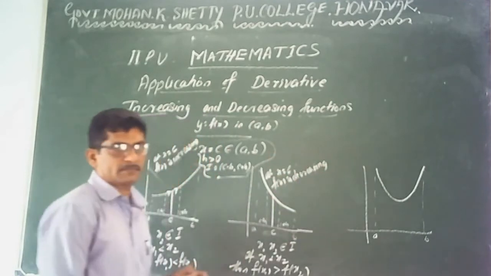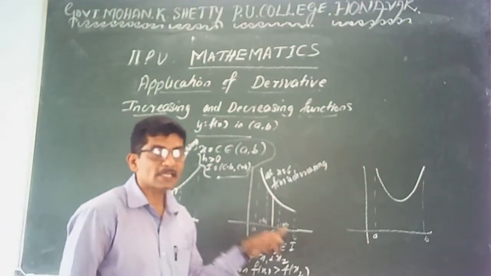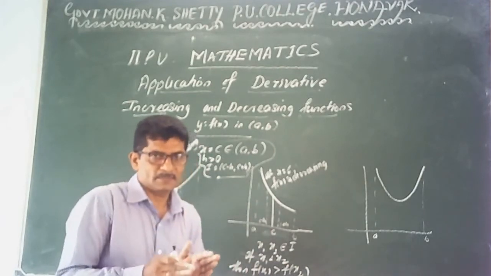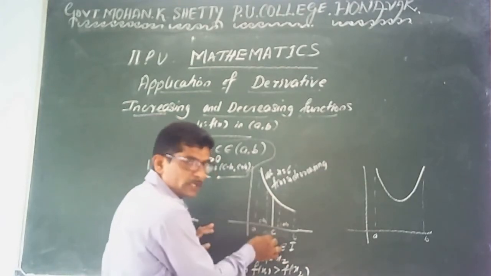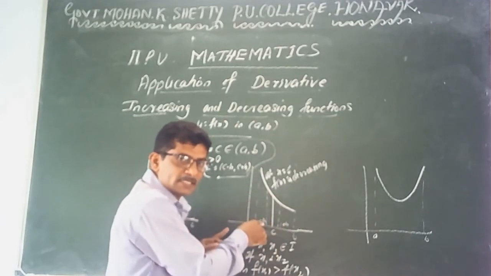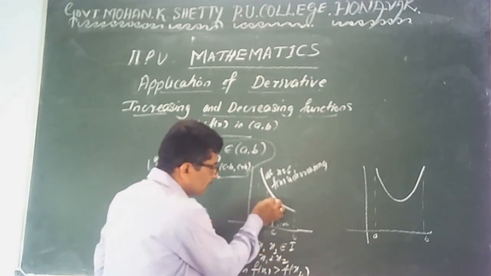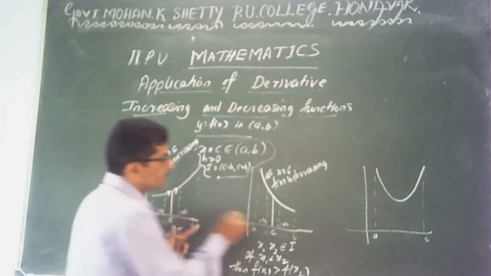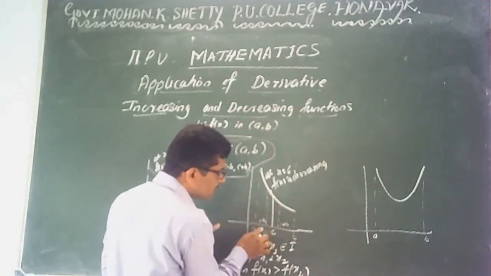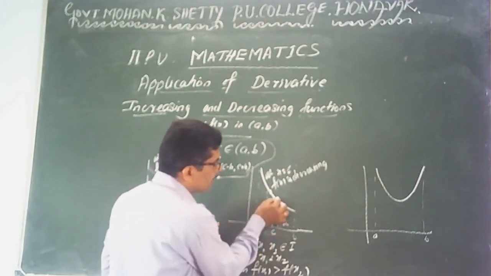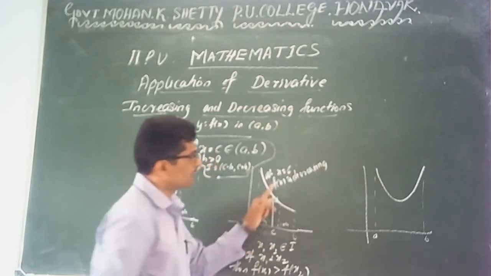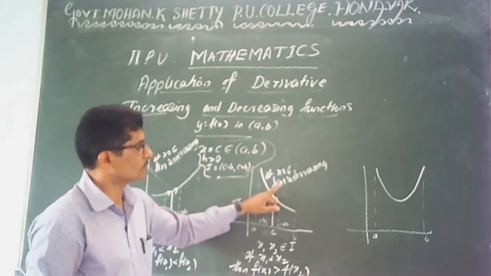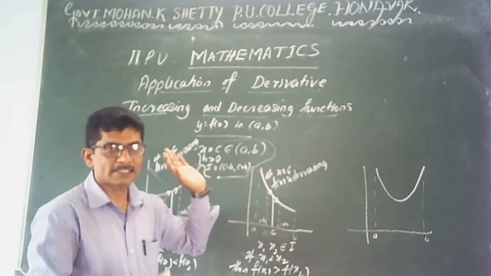Point decrease. At this point, the function is decreasing. At a particular point, you verify whether it is increasing or decreasing. If it is increasing, the left hand side increases and the right hand side also increases. If it decreases, the left hand side of c decreases and the right hand side also decreases, then you say that this function is decreasing. At the point x equal to c is a decreasing point.